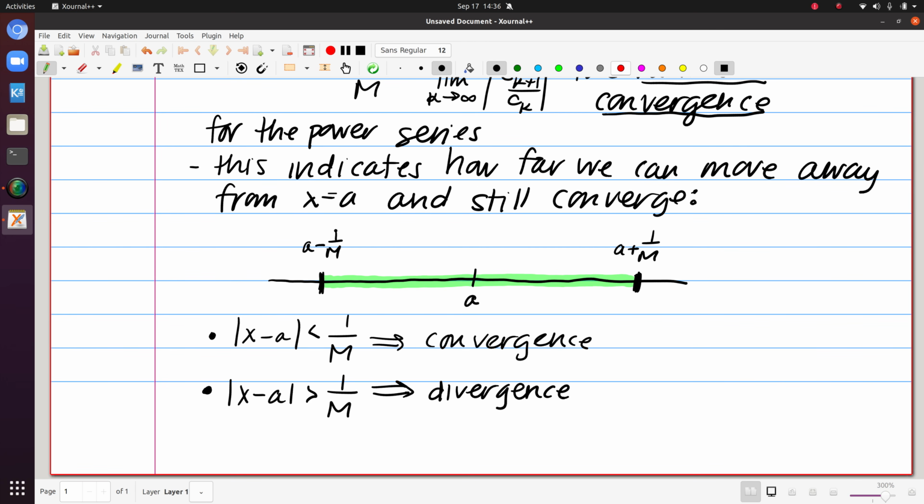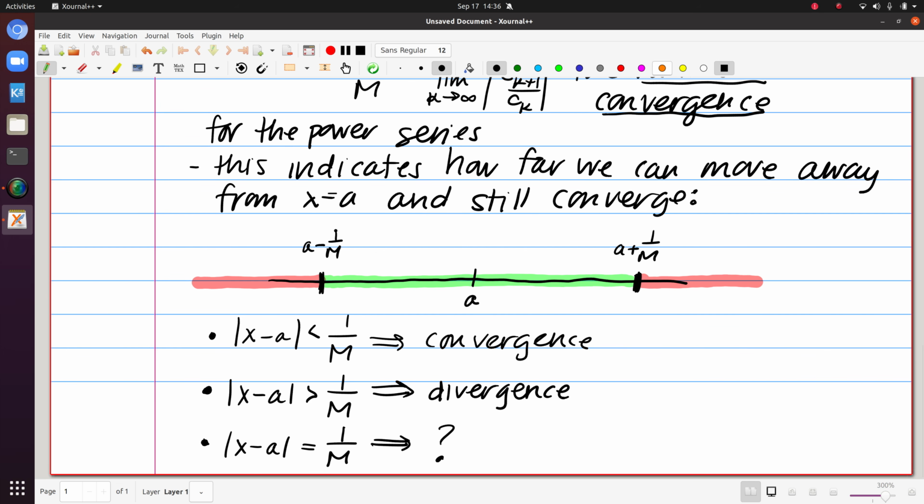In my picture, that means that as soon as I go past that distance of 1 over m away from a, I'm guaranteed divergence. And then the last thing we want to consider here is what about when x minus a is exactly equal to 1 over m? Turns out this is unknown, and that's because it's exactly this case when my limit is 1 with the ratio test.